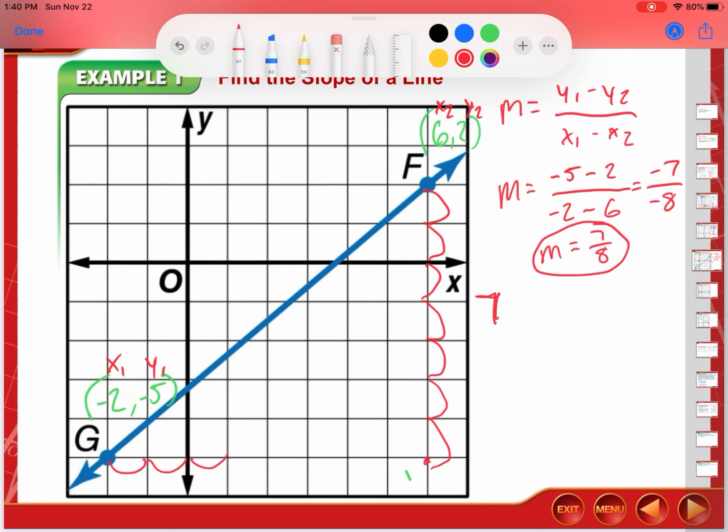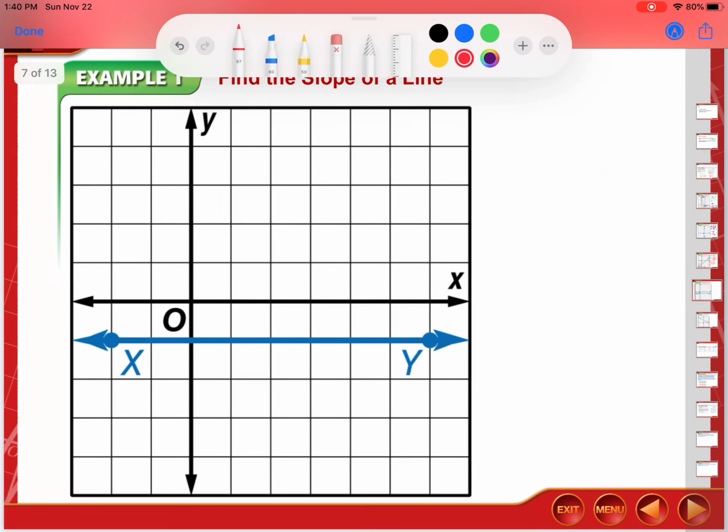My rise is going to be 7, and then my run is going to be 1, 2, 3, 4, 5, 6, 7, 8. So my run is going to be 8, moving from left to right, so it is also positive. So my rise is 7, my run is 8, so my slope is 7/8. And that checks out. We got the same answer both ways, so we're all good and happy.